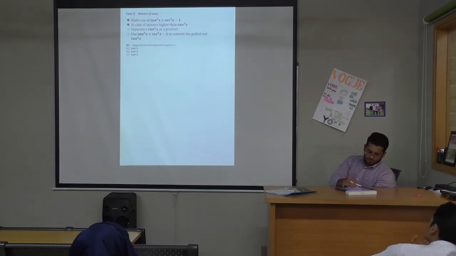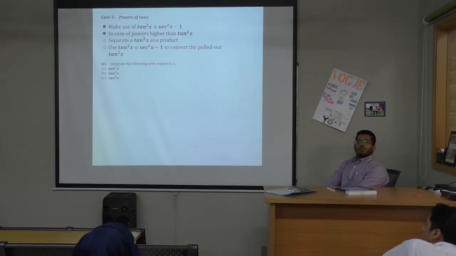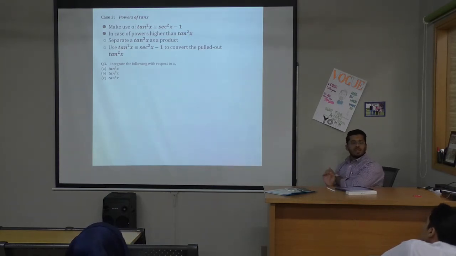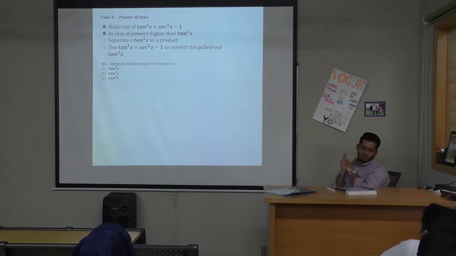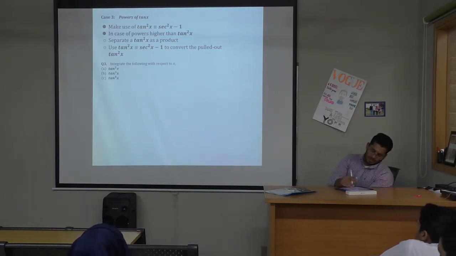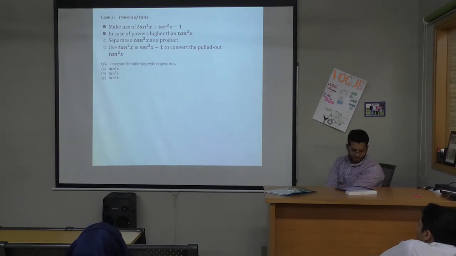Let's move on. Case 3. The first case was odd powers of sin cos. The second case was even powers of sin cos. The third case is powers of tan. You don't have split cases for this. There's just one case. It says make use of tan square x is equal to secant square x minus 1. Make use of this identity.